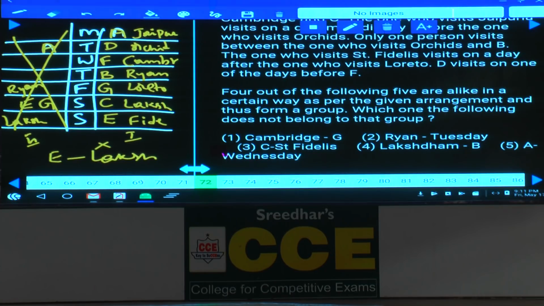And choice 5. And in choice 5, what is given here? C and A and Wednesday. Now A and Wednesday, between A and Wednesday, there is 1 person. Then what is your answer here? Now C and Fidelis, that is choice 3. Now these two are adjacent to each other, and in the remaining there is exactly 1 day.